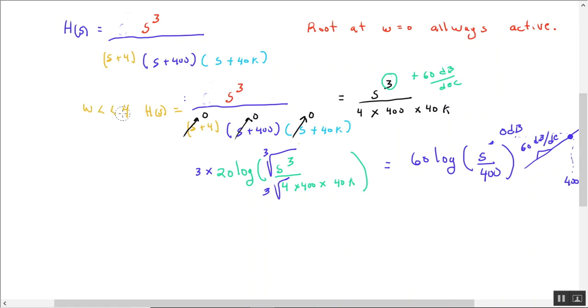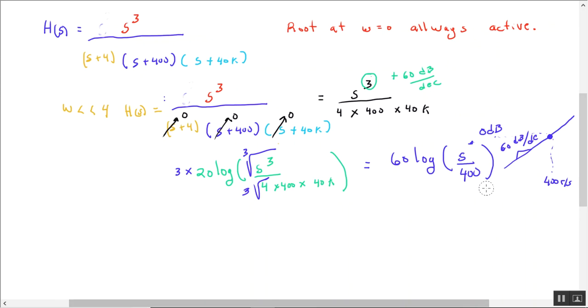So when omega is a lot less than 4, this S term drops out, you're left with 4. This S term drops out, you're left with 400. And this S term drops out, you're left with 40K. So you multiply everything together, but you can turn that into 60 log of S divided by 100 by taking the cube root of the denominator and the numerator and then multiplying the log by 3. So that's where we get our 60 dB per decade from. All right? And this would just be a line, and at 0 dB, you would be at 400 radians per second. Okay?